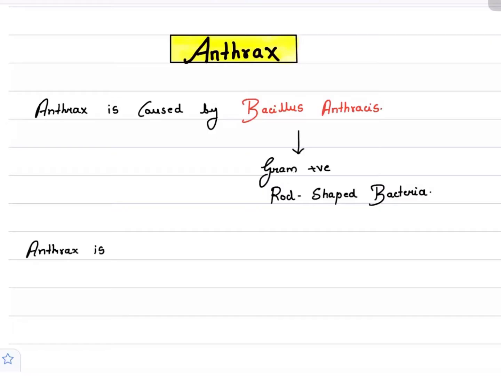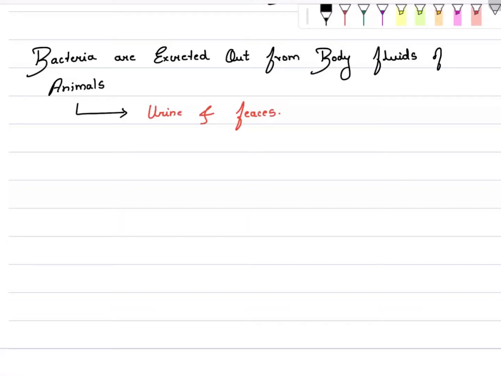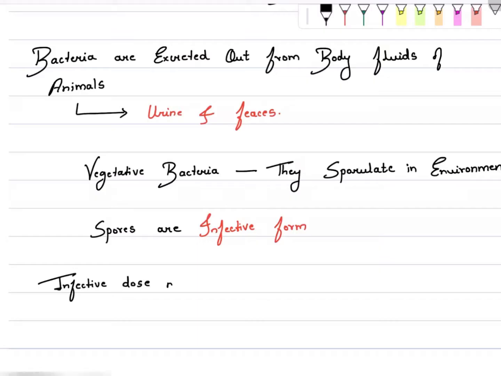Anthrax is a zoonosis, which means there are animal reservoirs, and they are domestic animals like cows, sheep and horses. Bacteria are excreted out from body fluids of the animal, like urine and feces. And these vegetative bacteria sporulate in the environment. Spores are the infective form for humans. Infective dose may be as small as 1 to 3 spores.